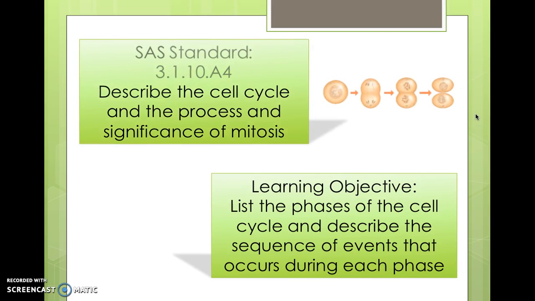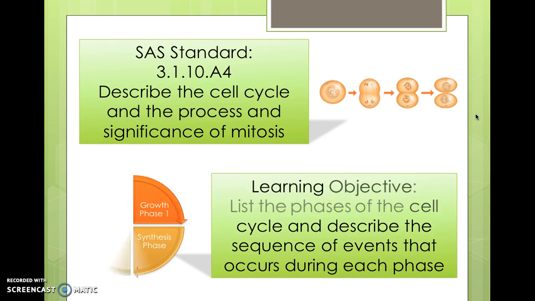This lesson is going to fulfill the SAS standard 3.1.10.A4, which is describe the cell cycle and the process and significance of mitosis. It is also going to be fulfilling the learning objective, list the phases of the cell cycle and describe the sequence of events that occurs during each phase.